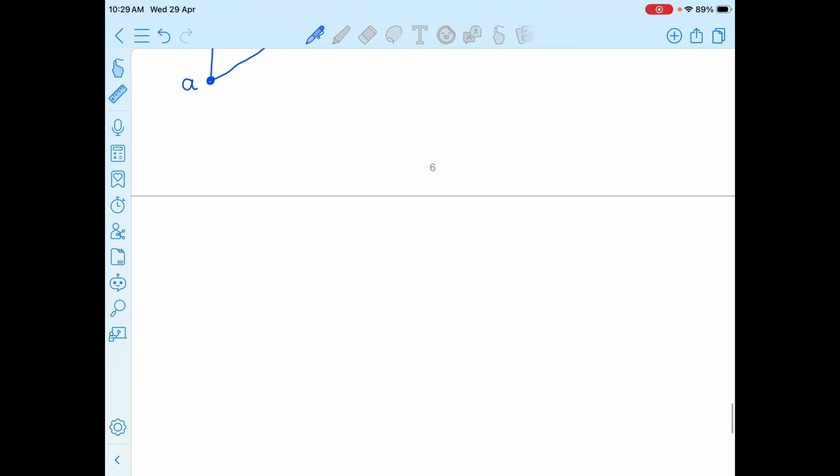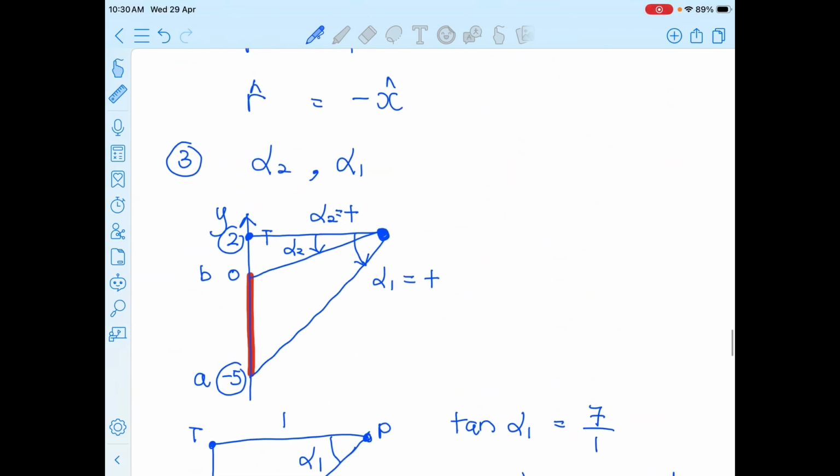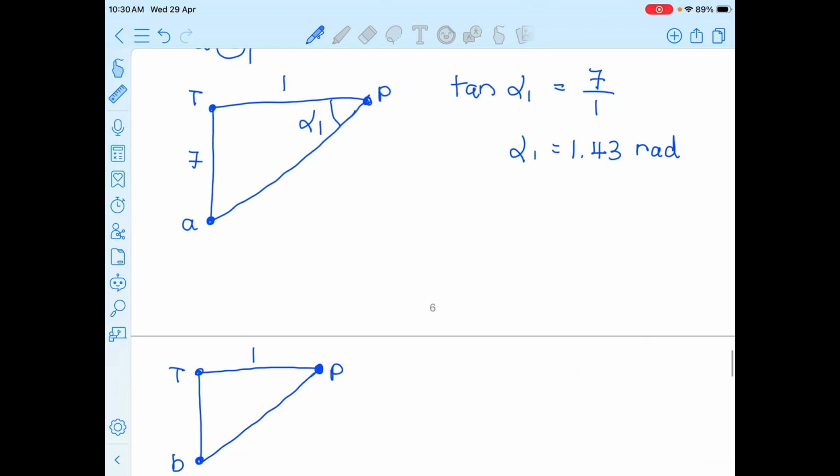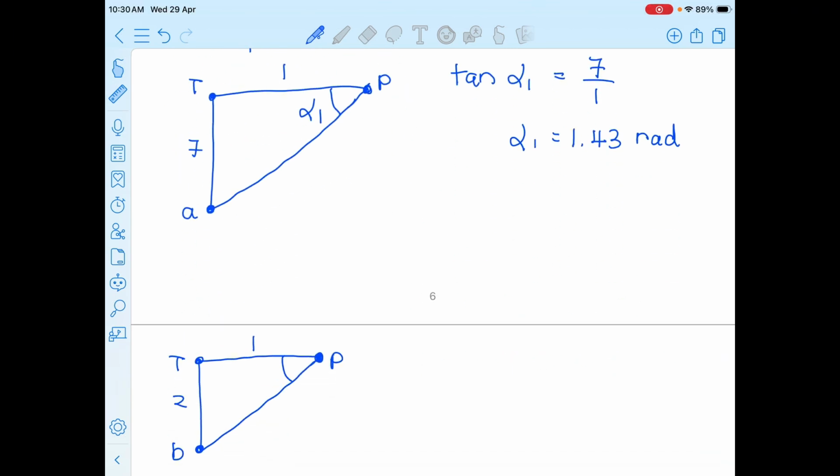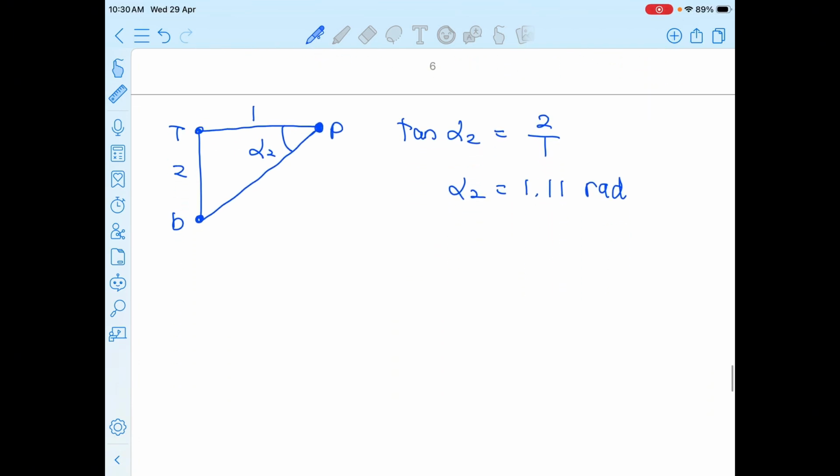Then we move on to alpha 2. For alpha 2, we have point P here and point T here. The length is 1 unit, and over here is the point B. You can see this is 0 and this is 2, so the length is 2 units. So this is your alpha 2. Tangent alpha 2 is equal to 2 over 1, so your alpha 2 is tangent inverse of 2, which is 1.11 radians, a positive angle, because it is anti-clockwise.